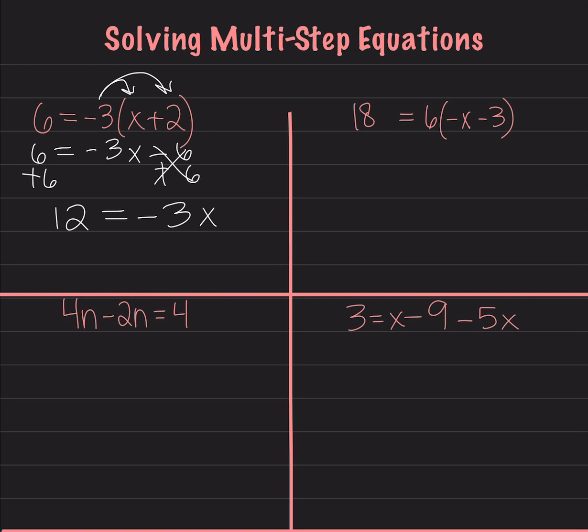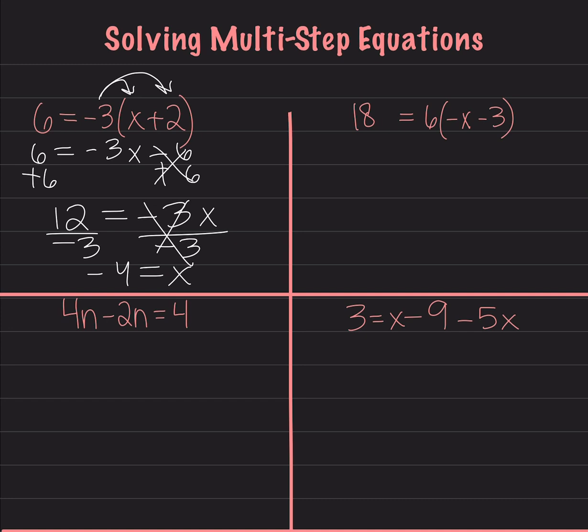Now we will do the opposite operation of multiplication, which is division. So we will divide by -3 on both sides. This gets rid of this -3 on this side, and now we are just left with x alone, which is what we're solving for. 12 divided by -3 is -4, so -4 equals x, and that's our final answer.